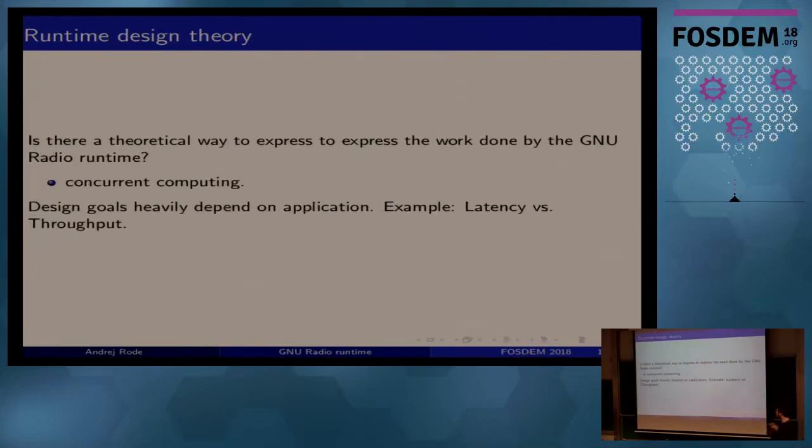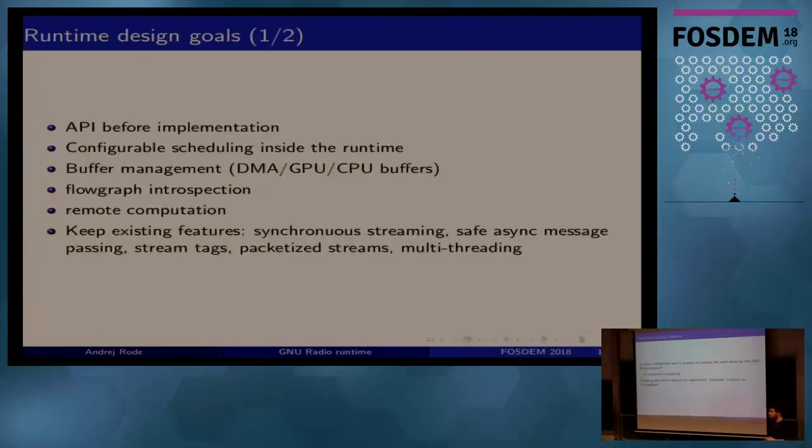The design goals in the end vary, because you can optimize for latency, which in a practical sense means you have to squeeze your buffer sizes down to very small sizes. Or you want to optimize for throughput. For example, with a GPU, you need a couple of thousand samples to do real processing.